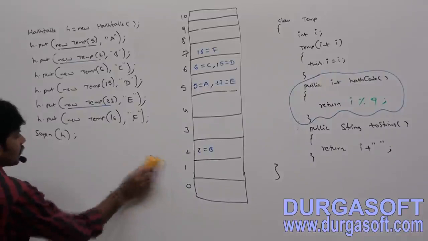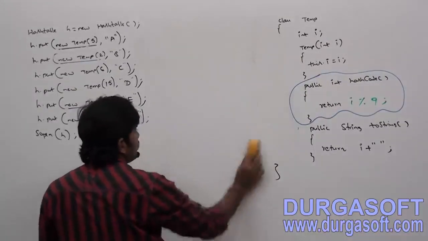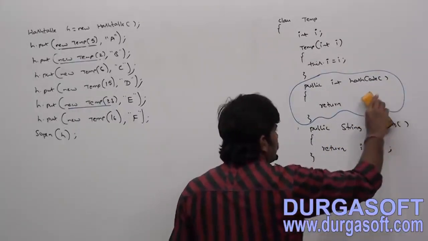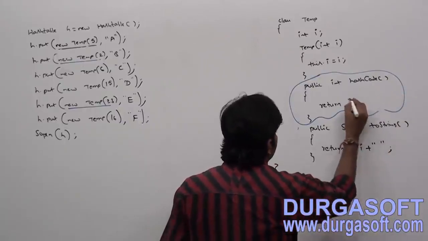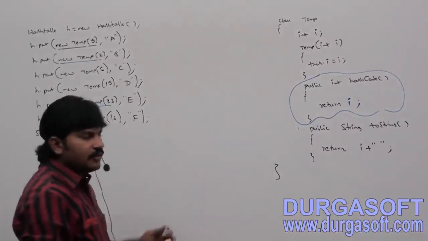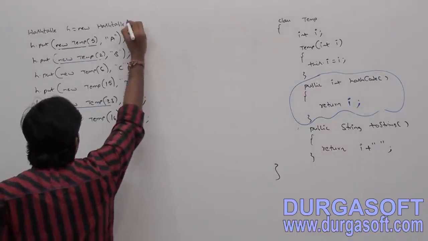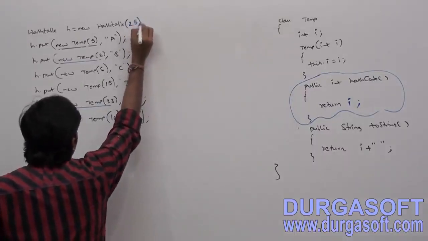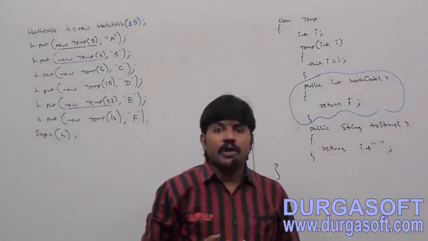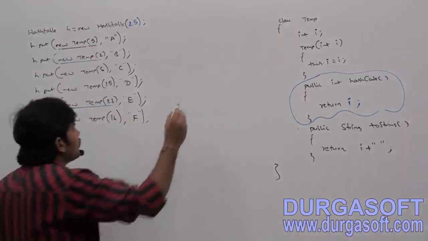Just observe. Here I want to make another change. The hash code formula is the same, return I only, I am not changing it to I percentage 9, just I. But instead of the default initial capacity, I am taking a specified initial capacity of 25. Are you getting it? Then how many buckets are there? 25 buckets, because the initial capacity is 25. Now observe this one.